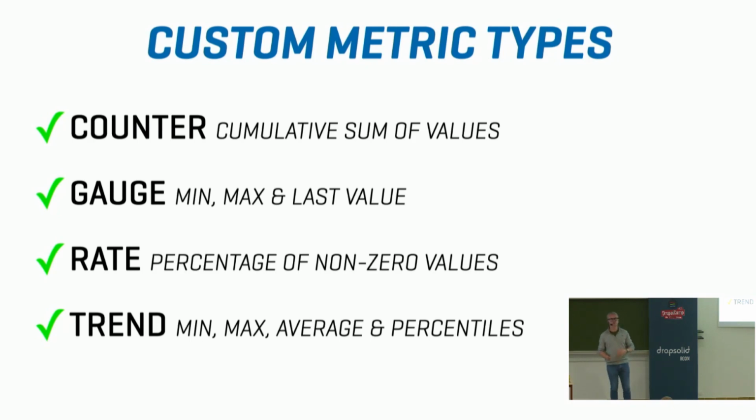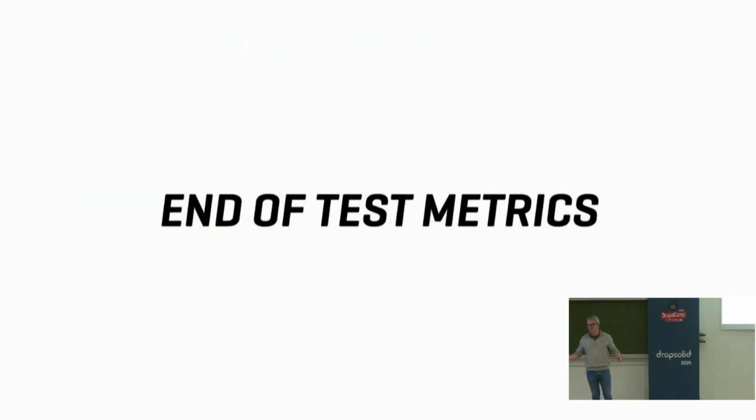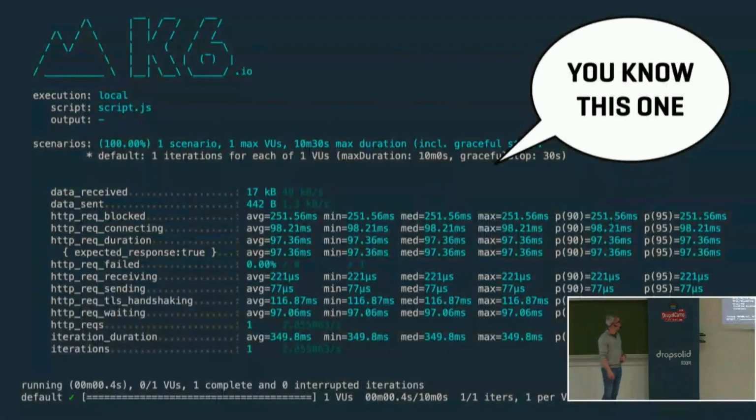So whatever returns true or 1 is counted as a plus, and whatever is 0 or false or anything else is counted as a negative, and the rate counts the non-zero values. And then you've seen the trend before. We've talked about it with thresholds. We're talking about 95th percentiles and minimums, averages, all that kind of stuff. And that is used in the end of test metrics. So when you look at them, you know all of these.